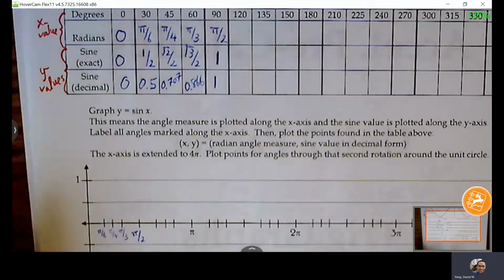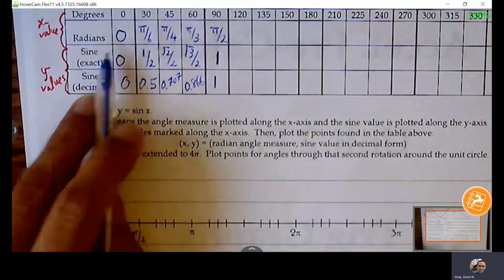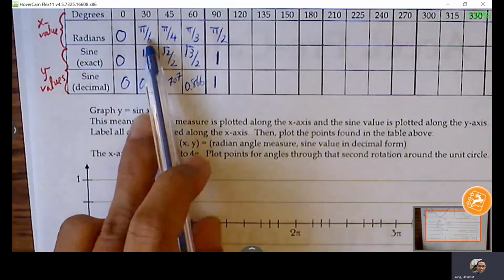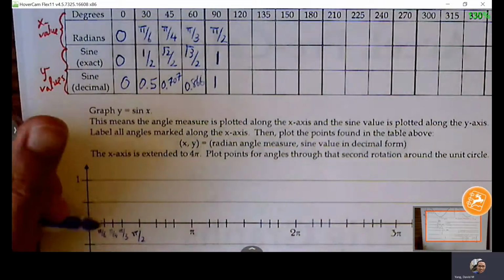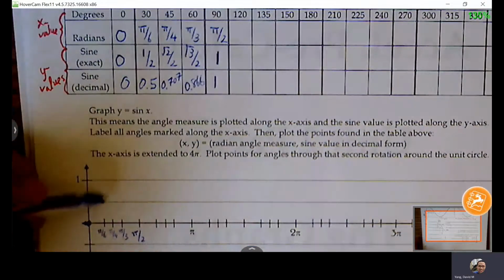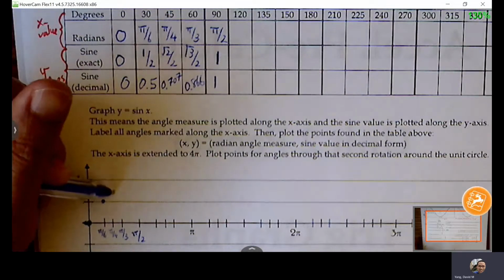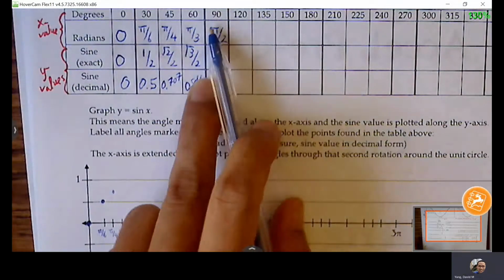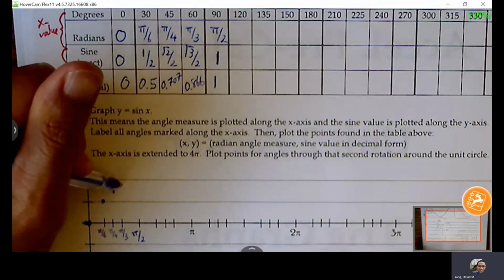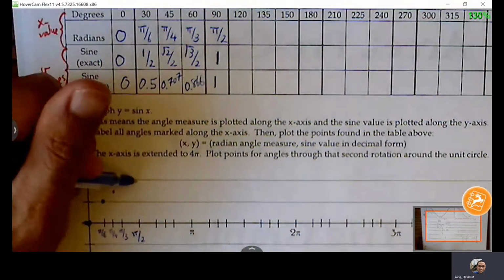So I'm just going to start us off, and then you guys will continue to see if you can finish it. So we know at 0, my y value is 0, so (0, 0). At pi/6, my y value is 0.5. At pi/4, my y value is 0.707, so I'll just pick a point somewhere between 0.5 and 1. 0.866 is for pi/3, so just make our best estimation between 0.7 and 1. And then sine of pi/2 as well.